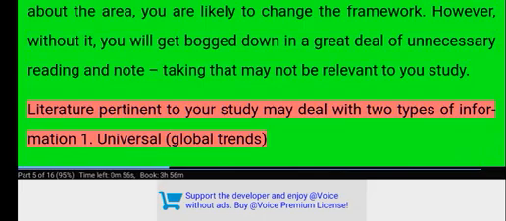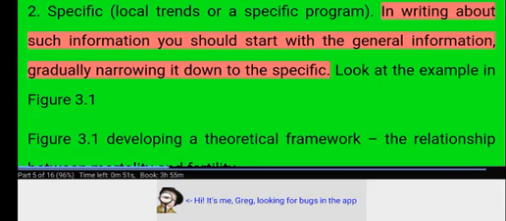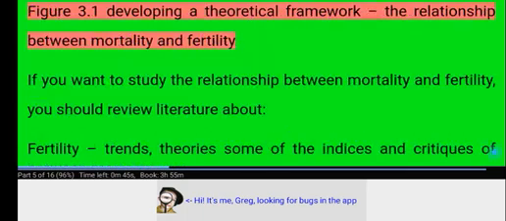Literature pertinent to your study may deal with two types of information. 1. Universal global trends. 2. Specific local trends or a specific program. In writing about such information, you should start with the general information, gradually narrowing it down to the specific. Look at the example in Figure 3.1.